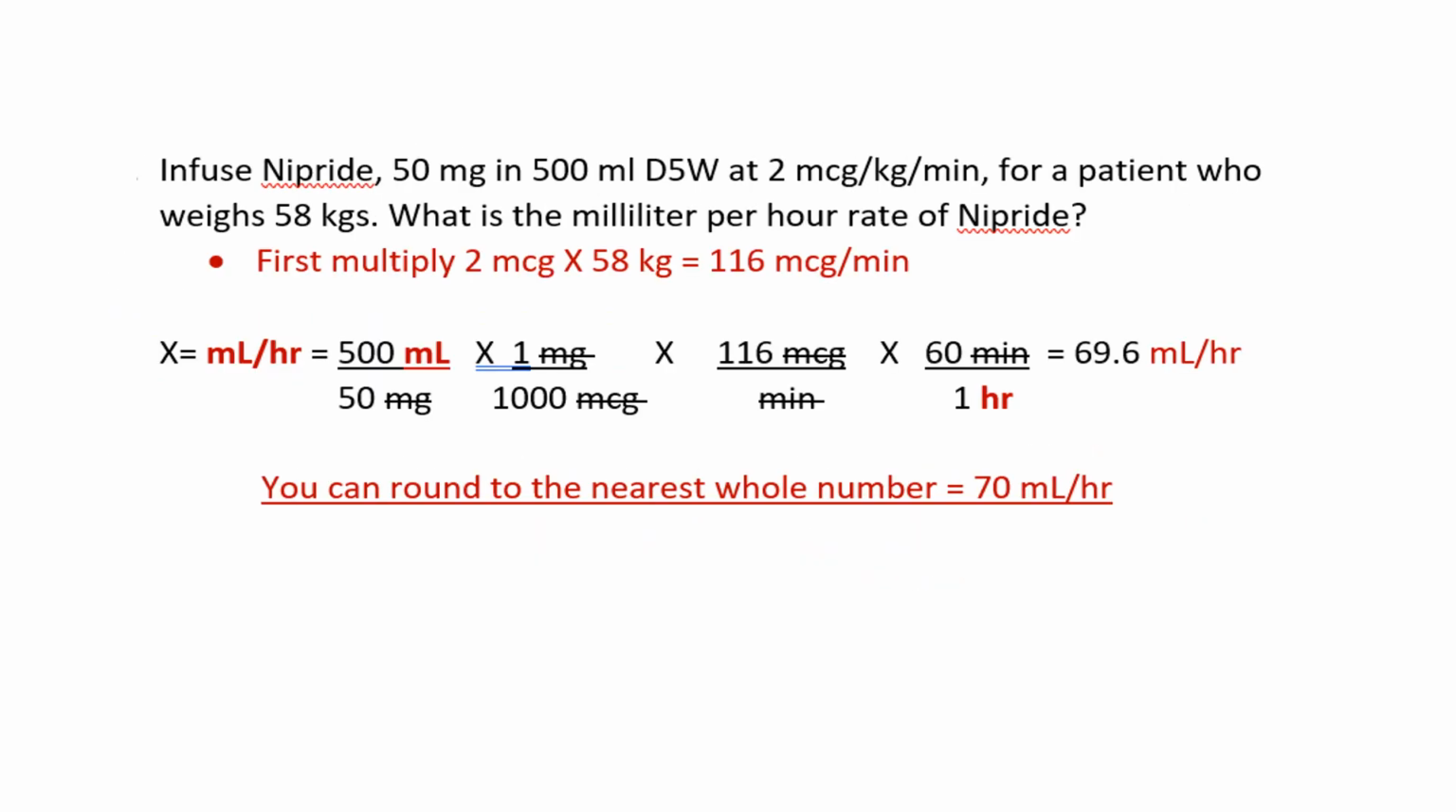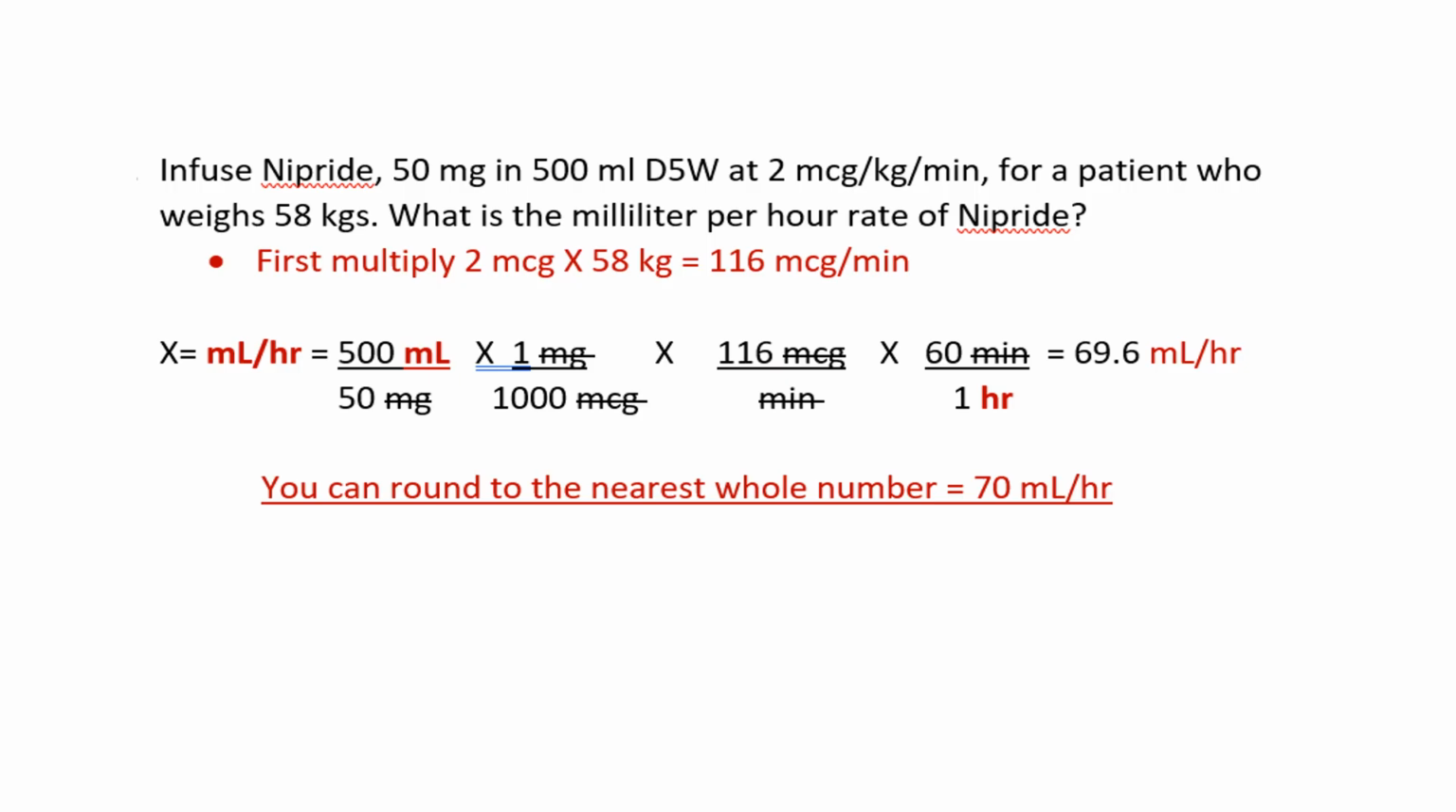Again, we have another equation. I'm hoping that this is kind of clicking in for you guys, that you're getting a little bit more confident in solving these types of problems, these equations here. So here we want to infuse the Nipride, 50 milligrams. What we have is 50 milligrams in a 500 ml D5W at 2 mics per kg per minute for a patient who weighs 58 kilograms.